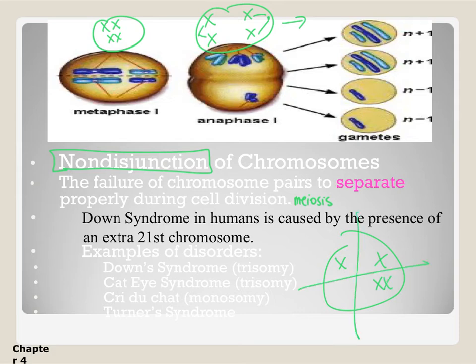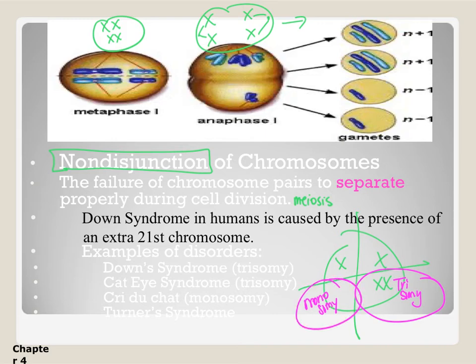you'll end up with your 4 cells produced at the end of meiosis, and one of them will be missing a chromosome. So that will be a monosomy. Then one of them will have an extra. That will be a trisomy. If one of these is fertilized, then that becomes a child with a trisomy. If this one becomes fertilized, then that becomes a child with a monosomy.